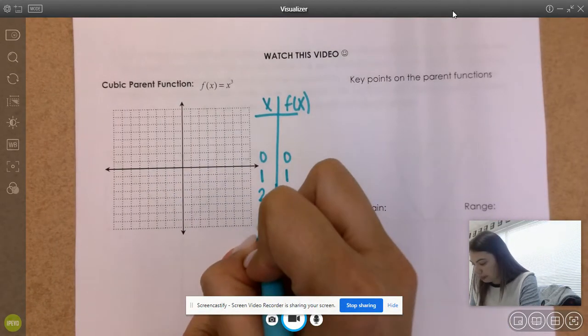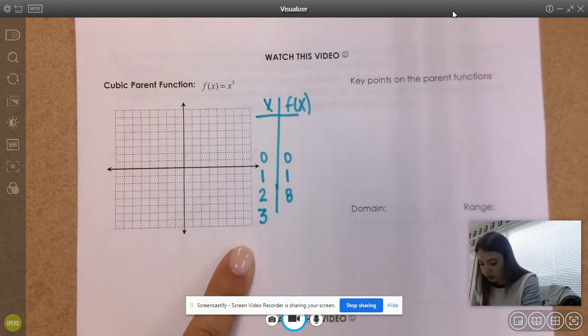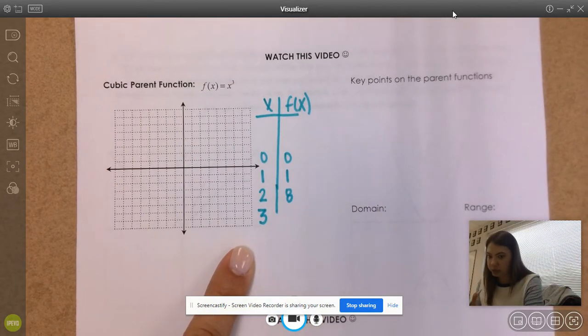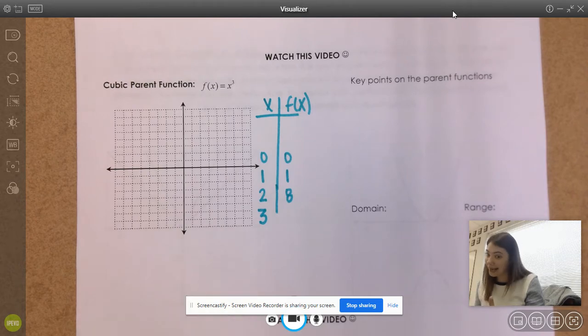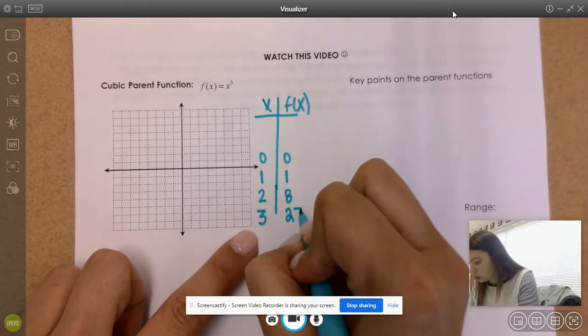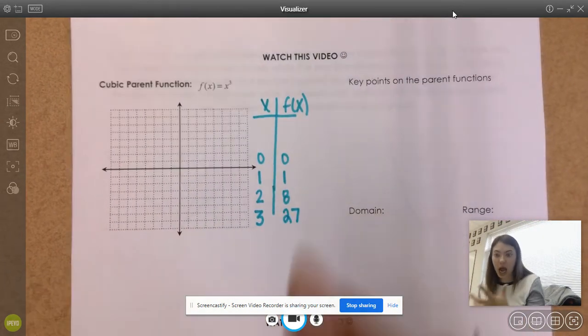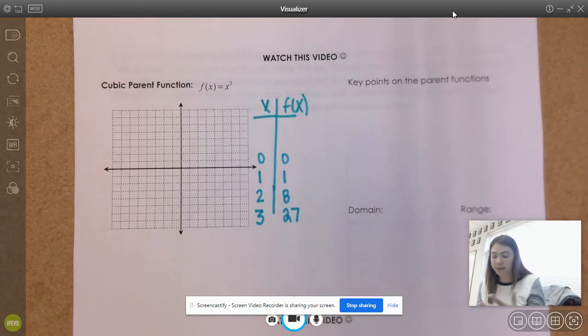And then let's just skip one more, right? Let's go to 3. Well, 3 cubed, 3 times 3 times 3, is not 9, it's actually 27. So if you look, we've just made another huge jump.